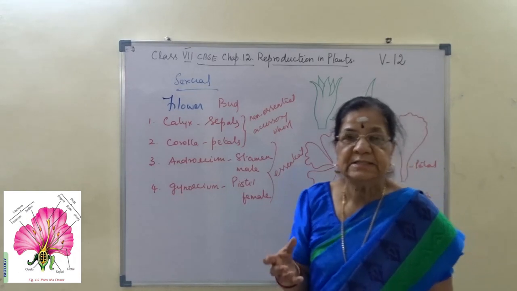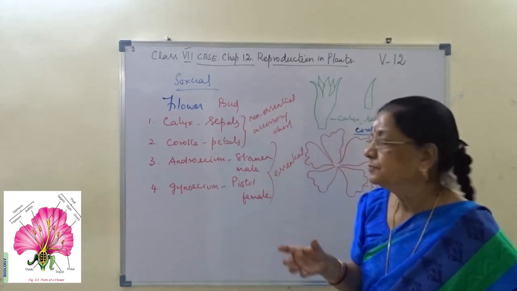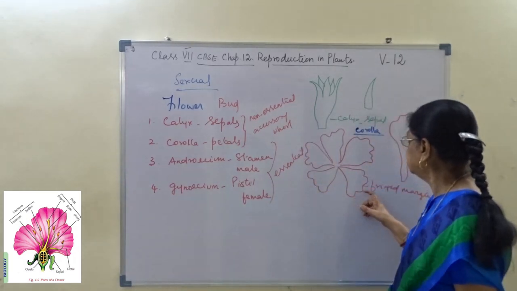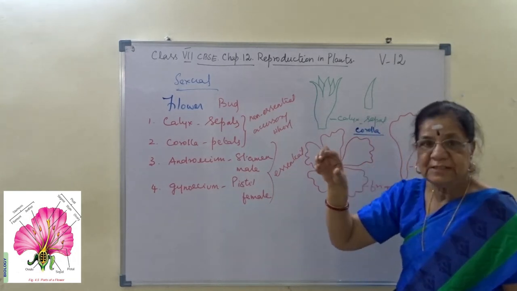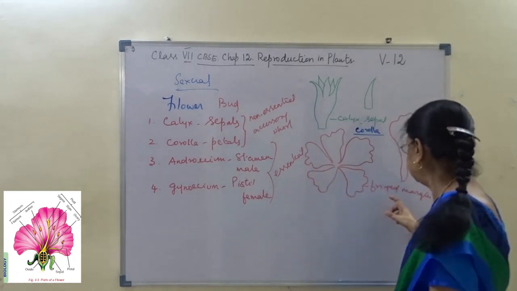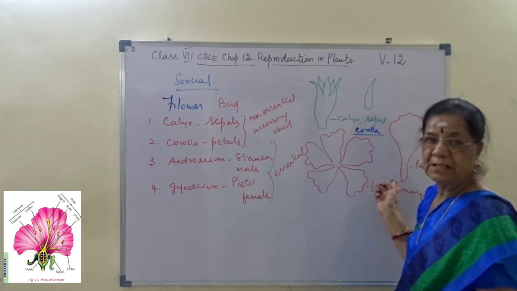Hibiscus flower, the chembaruthi flower. The margin curves and waves like this. That is called fringed margin.